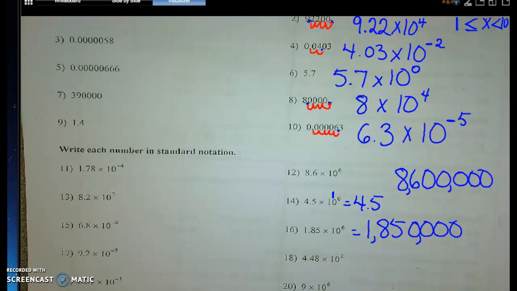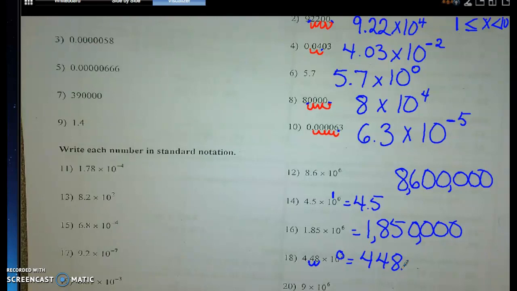Okay, number 18. Our exponent tells us we want to move that decimal 2 spaces. So when we do that, 4, 4, 8. And we don't need any zeros because 2 spaces and we're done. Nothing to fill spots with.